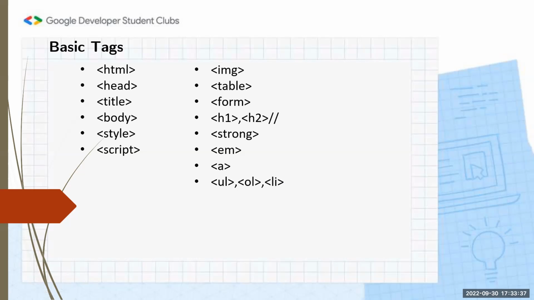So you would have LI, and then let's say you have a list of groceries. Let's say milk. You would have LI milk and then closing LI, and then right below it you would have LI eggs and then closing LI. So that can go on, and you can do a lot of stuff with lists in HTML. They're pretty powerful.